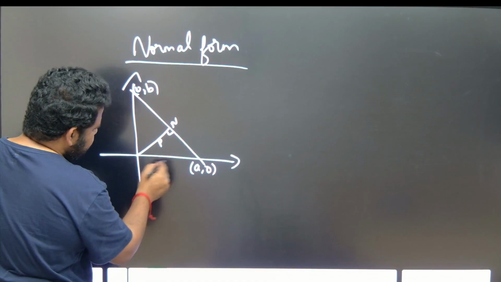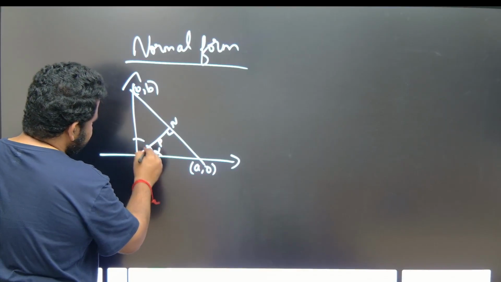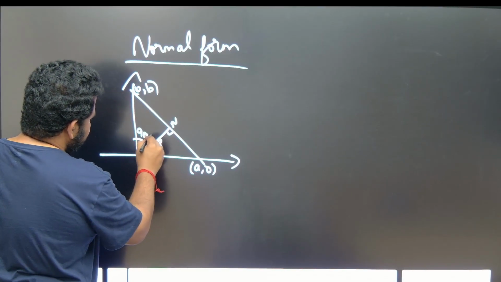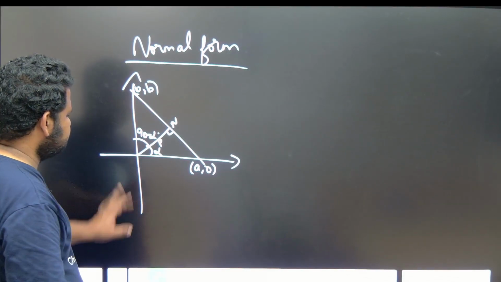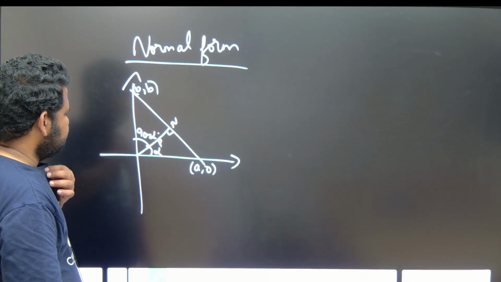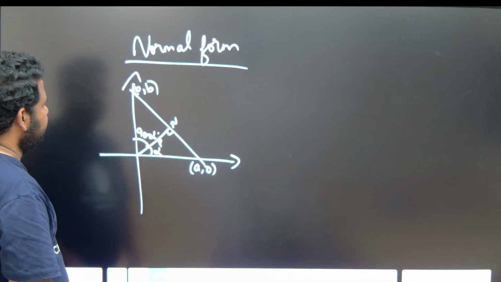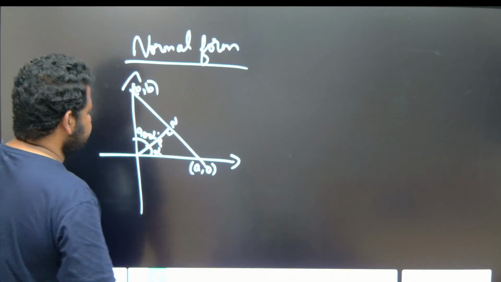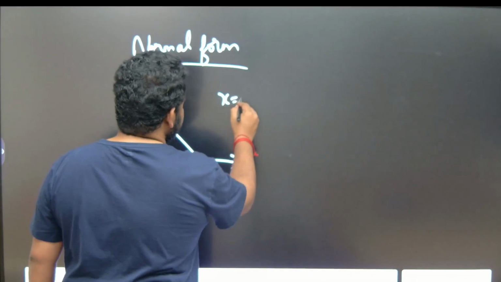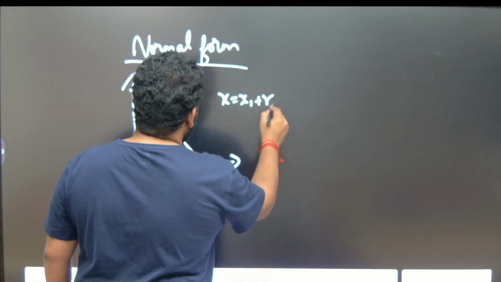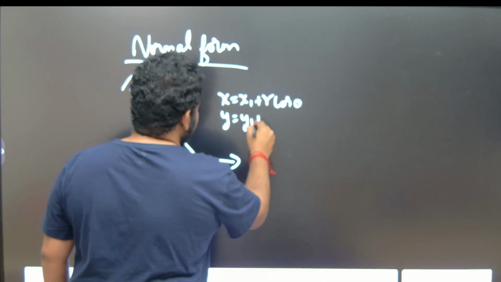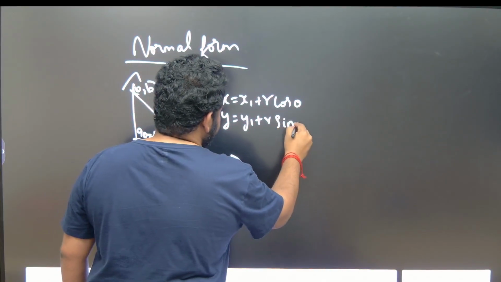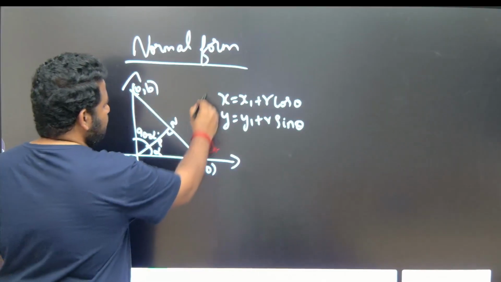Let the angle made with the positive direction be alpha. This will be 90 minus alpha. At this point, the values of x and y are given. So when the normal form is given, it is given by x is equal to x1 plus r cos theta, y is equal to y1 plus r sin theta. This is what we use. This is the normal form.